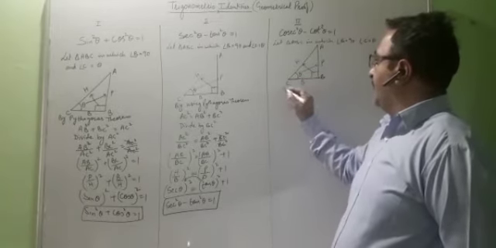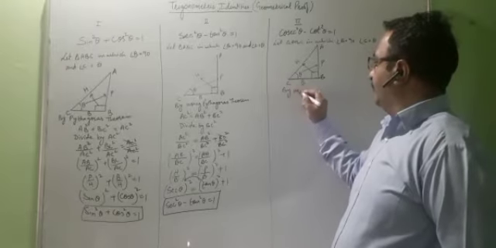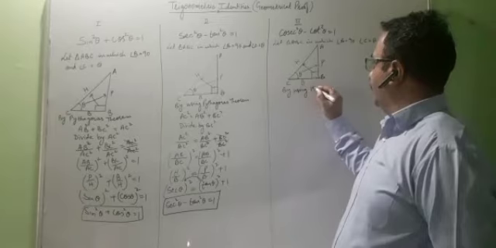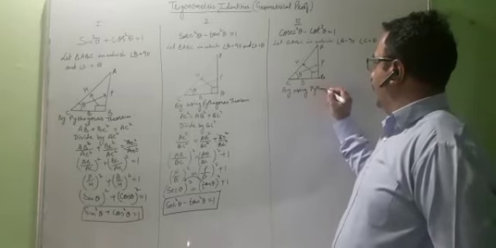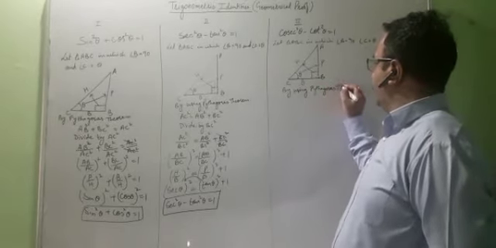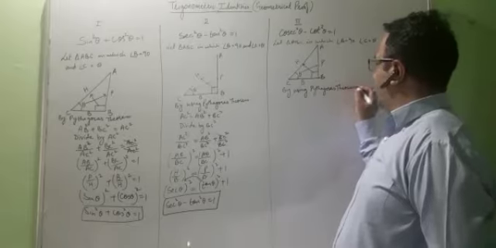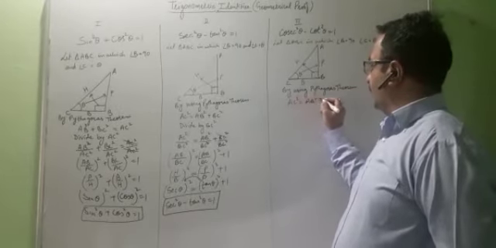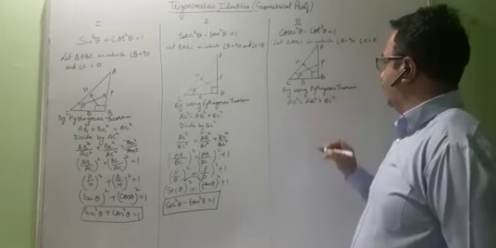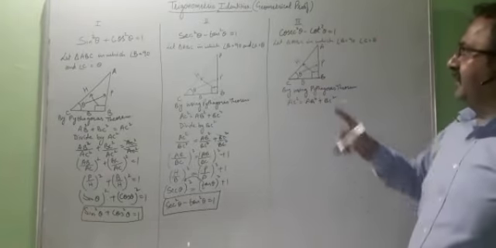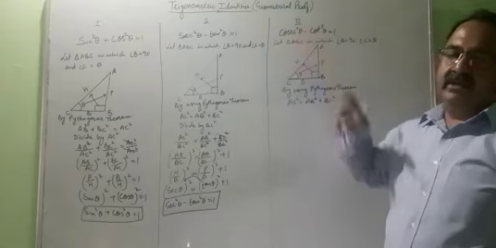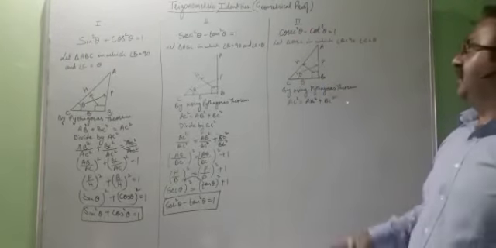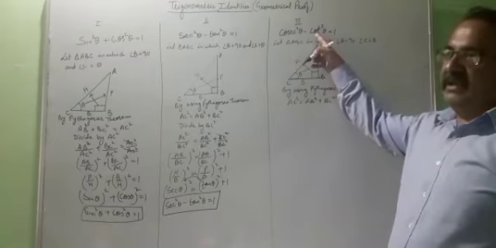Now by Pythagoras theorem, AC square equal to AB square plus BC square. Now I am dealing with cosec theta. The ratio of cosec theta is H upon P, and I am dealing with cot theta.